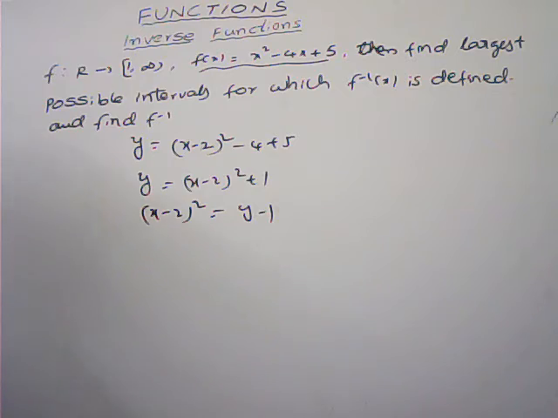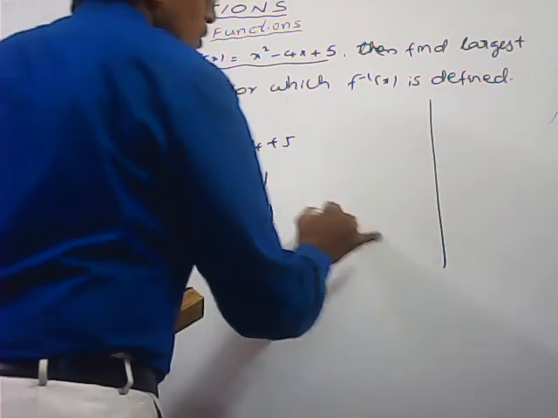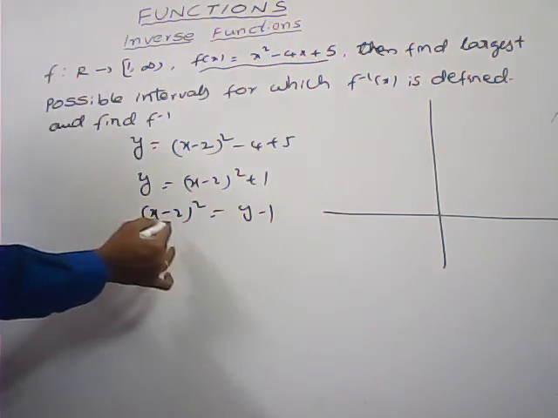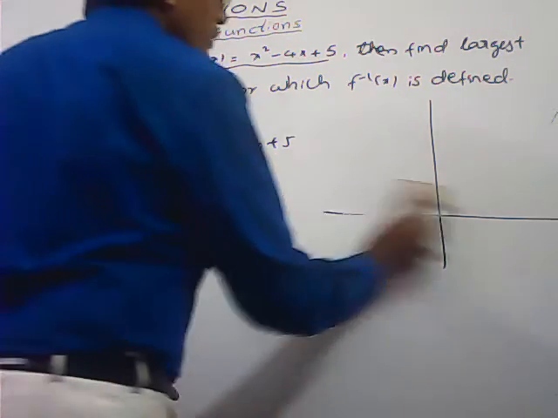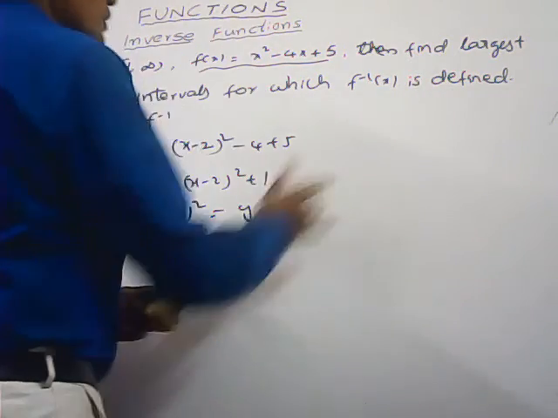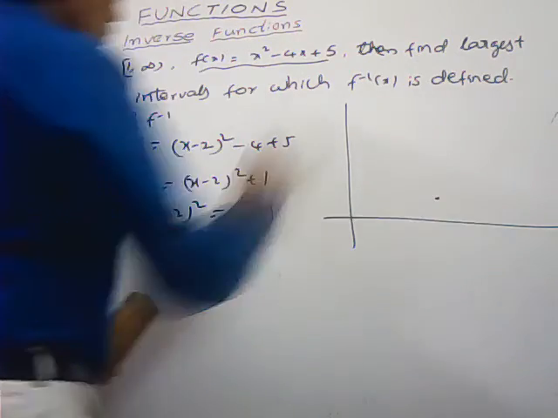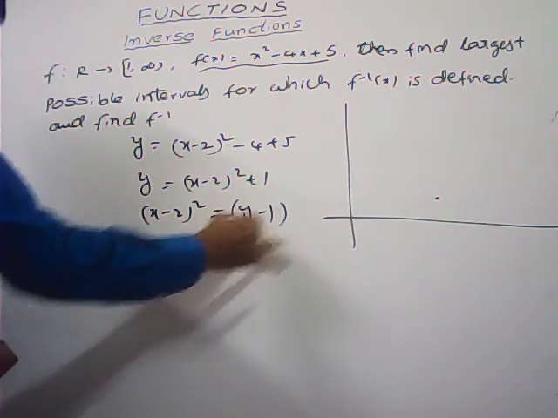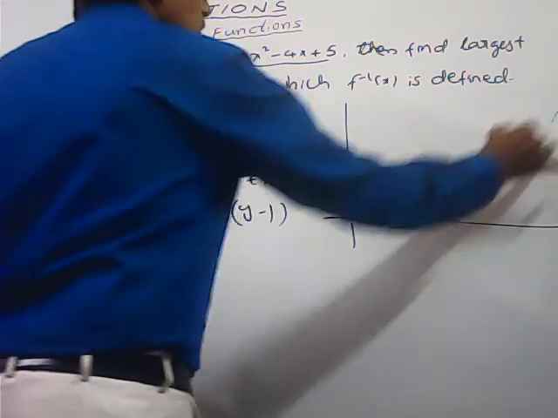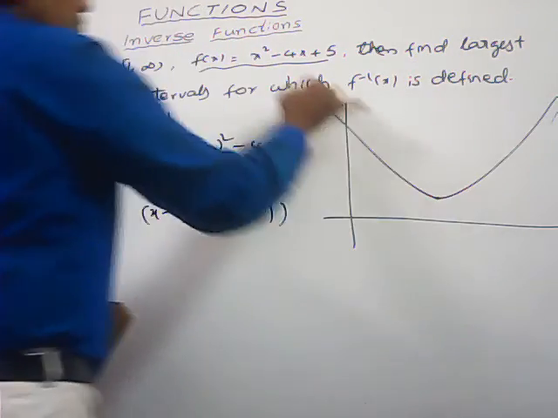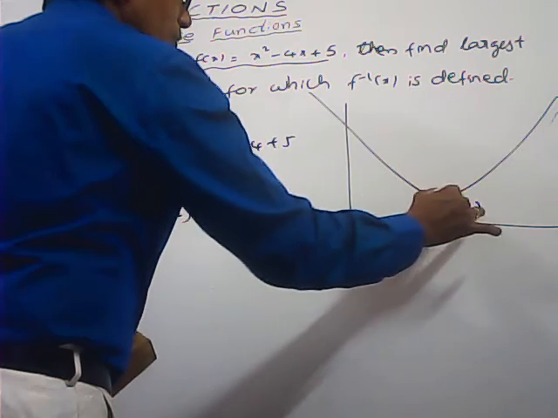Here this one represents a parabola. And what is the vertex of the parabola? X equals to 2, y is equals to 1. (2, 1) is the vertex of the parabola. And the parabola is symmetric about the positive direction of the y-axis. Here (2, 1) is the vertex of the parabola.